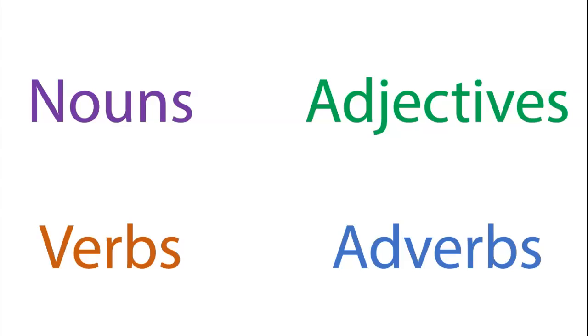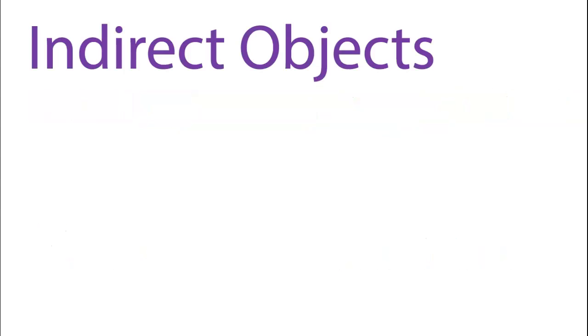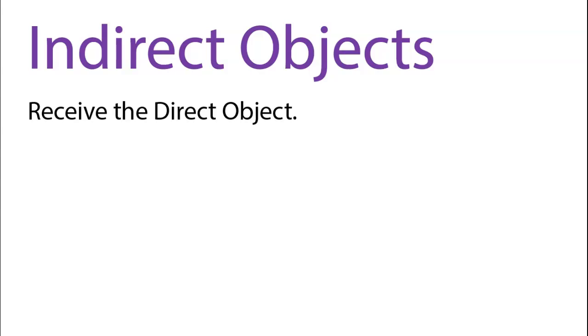Okay, for our last topic in grammar, we are going to dive a little bit deeper into nouns. These nouns are going to be called indirect objects. Now at this point you guys know that the subject performs the verb. The direct object receives that verb, that action. So the direct object is the thing that gets hit or gets kicked, right? The indirect object is going to receive the direct object.